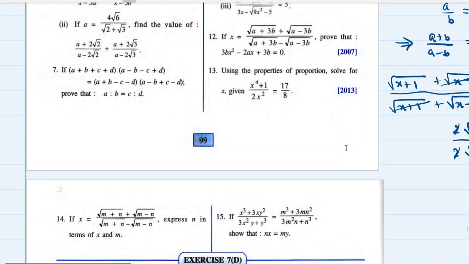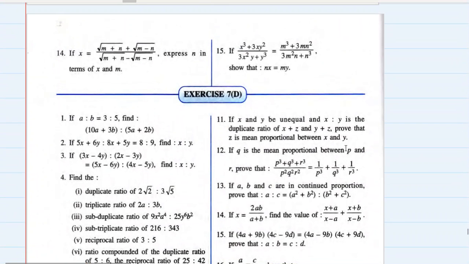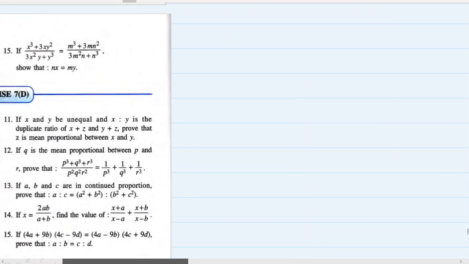Sir, yes, sir, question 15. Yes. So I think it's a sum where you use componendo dividendo twice. I think it's a question where they've used the identity a plus b the whole cube or a minus b the whole cube, and then they have done cube rooting both the sides. I can solve it.